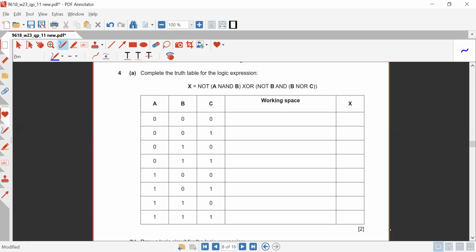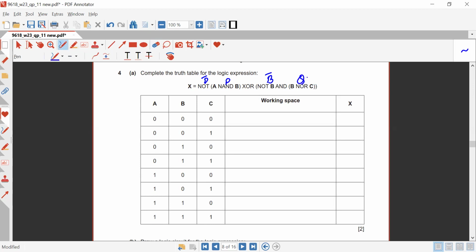So over here they are saying NOT (A AND B), sorry, A NAND B, that is XORing with NOT B and B NOR C. So what you can do, you can say A NAND B is equivalent to P, and it's a bar over that, so you may say it's P bar. Whereas it's going to XOR with NOT B, so you may say B bar, ending with B NOR C, which you can say as Q.